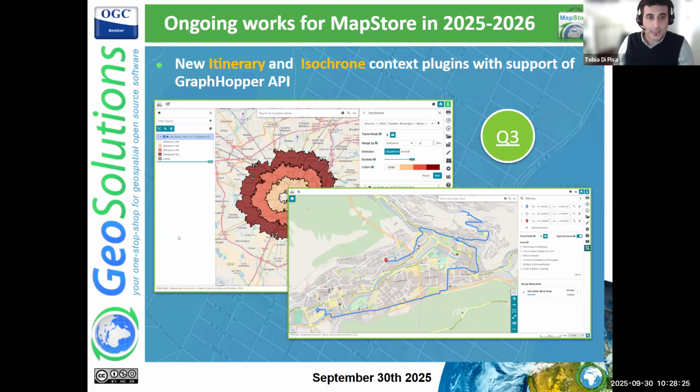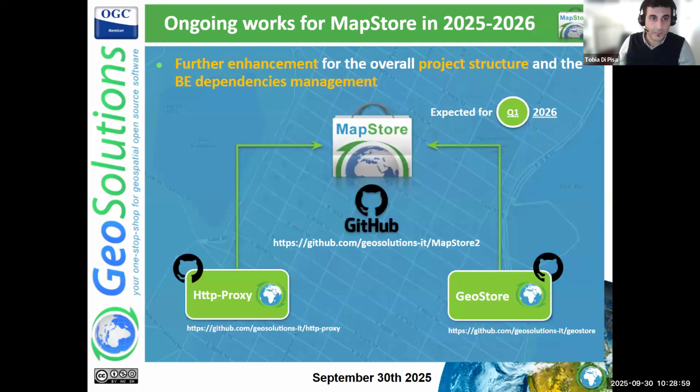And yeah, last but not least, in terms of new functionalities, there are two new plugins, the itinerary and the isochrone context plugin, which will enhance the capabilities in browsing, defining user paths and directions and so on within the MapStore map. These will provide really useful enhancements and new features for those specific use cases.